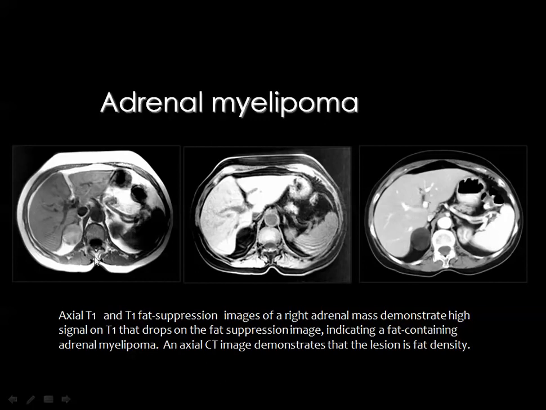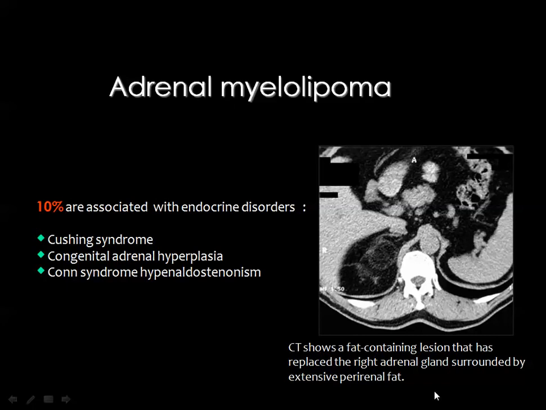And here you see a suprarenal mass on the right side, and in the T1 weighted image it shows bright signal, meaning that it contains fat, and in the T1 out of phase there is some loss of signal, confirming the fat content. And this is an adrenal myelolipoma on the right side containing fat as well as other soft tissue structures.